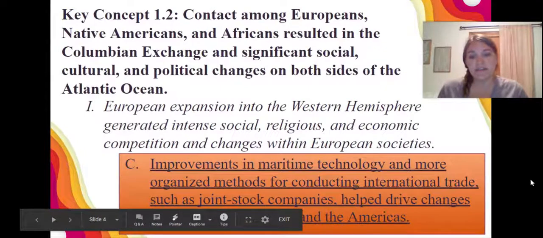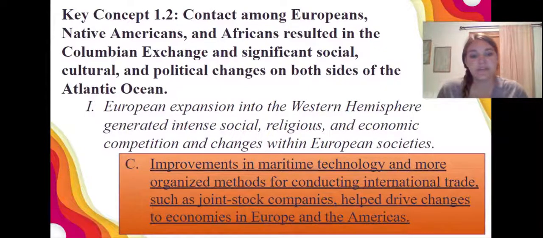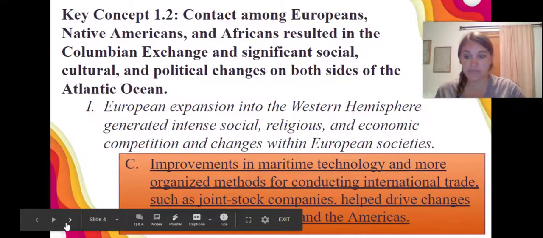This next part says improvements in maritime technology and more organized methods for conducting international trade, such as joint stock companies, help drive changes to economies in Europe and the Americas. So this one is referencing how the Columbian Exchange was allowed or able to take place.